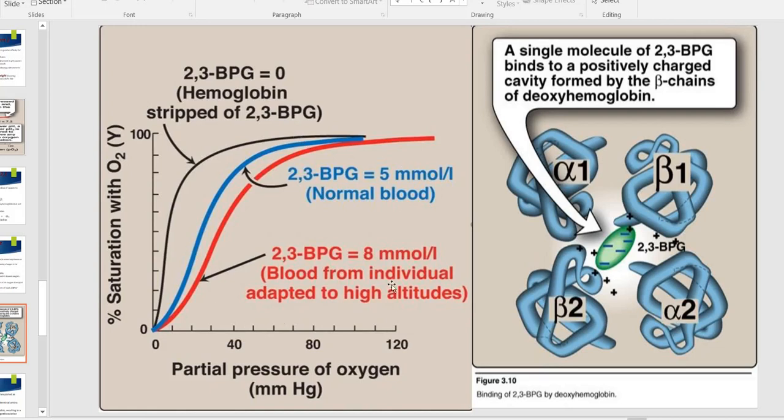Here are the curves of diphosphoglycerate. Here the concentration of diphosphoglycerate in the blood at high altitude will increase, leading to a right shift of the curve. Here is blood stripped of diphosphoglycerate. Stripped means there is no diphosphoglycerate, like stored blood. There will be a left shift of the curve and high affinity of hemoglobin to oxygen.